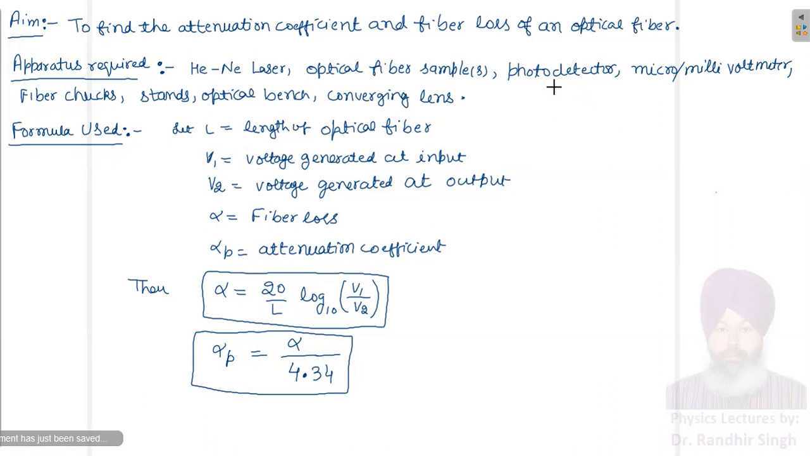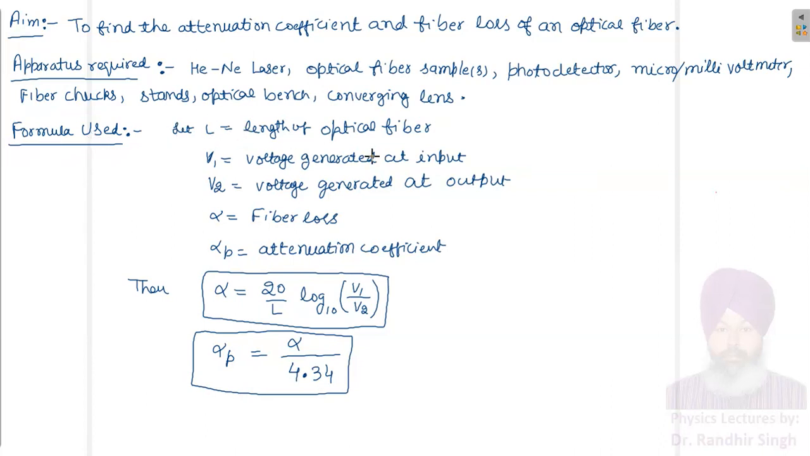Then we need a photo detector which can convert the intensity of the detected light into a corresponding voltage signal. Then we need a microvolt or millivolt meter, depending upon the voltage signal that is produced by the photo cell or photo detector. Then we need fiber chucks to hold the optical fiber from both ends. We need stands. These stands will be on an optical bench, and we can move these stands conveniently on the optical bench. We also need a converging lens.